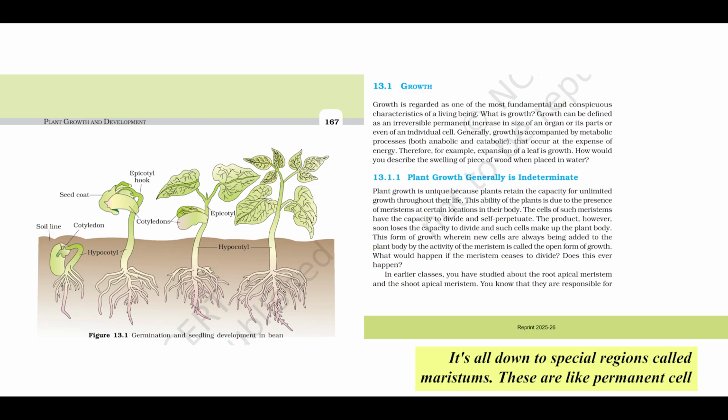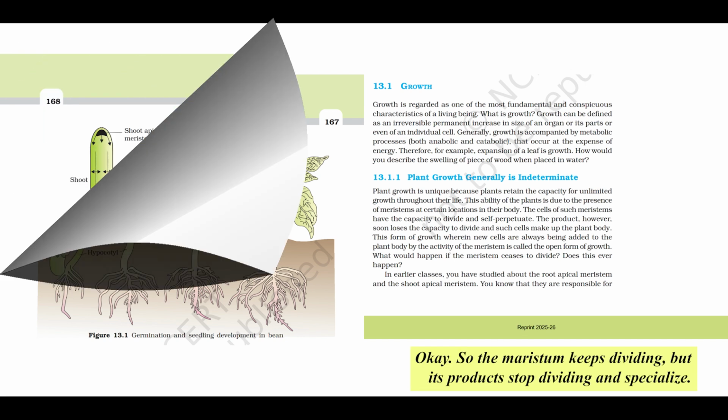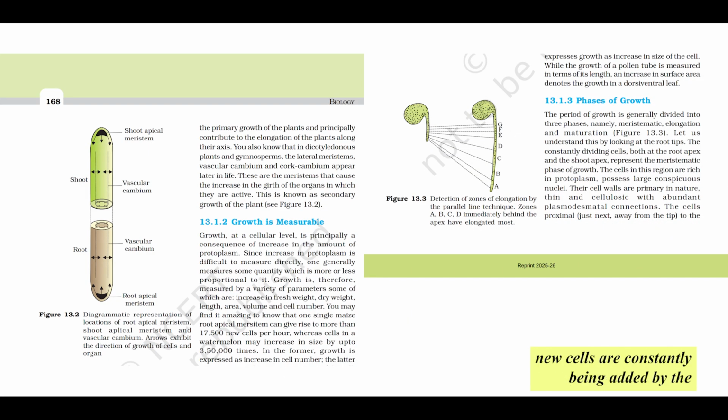It's all down to special regions called meristems. These are like permanent cell factories located at specific points in the plant body. Meristematic cells have this unique ability. They can divide and self-perpetuate. They keep dividing, making more of themselves and providing new cells for growth indefinitely. So they don't run out. Essentially, no. But here's the clever part. The cells they produce, the daughter cells, they soon lose the ability to divide. These cells then go on to mature, differentiate, and form the actual plant body, the permanent tissues. Okay, so the meristem keeps dividing, but its products stop dividing and specialize. You've got it. And this type of growth, where new cells are constantly being added by the meristem, is called the open form of growth.